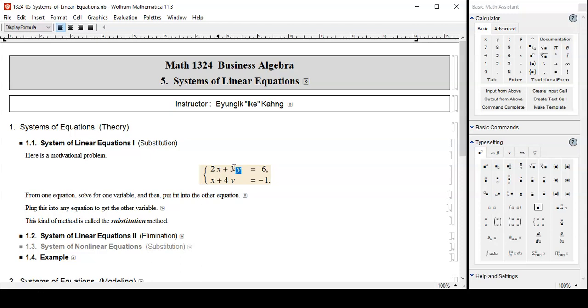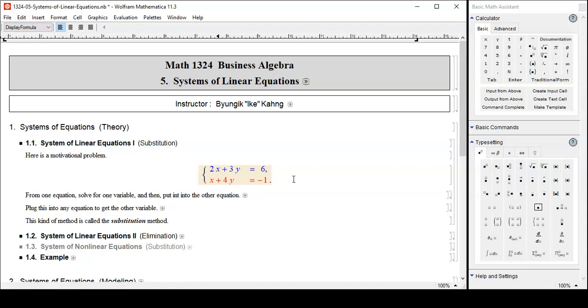We have 2x plus 3y equals 6, and that's the first equation, which I'm highlighting in blue. And the second equation is x plus 4y equals negative 1. Now, how do you solve it? In other words, how do I find x, y values that satisfy both?